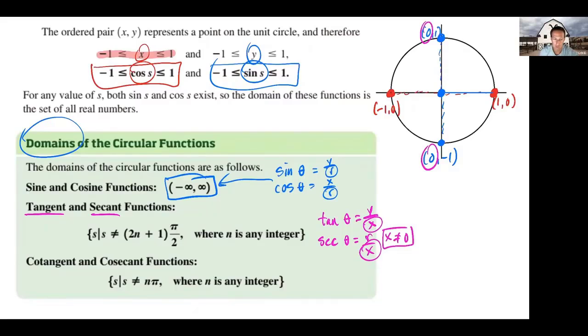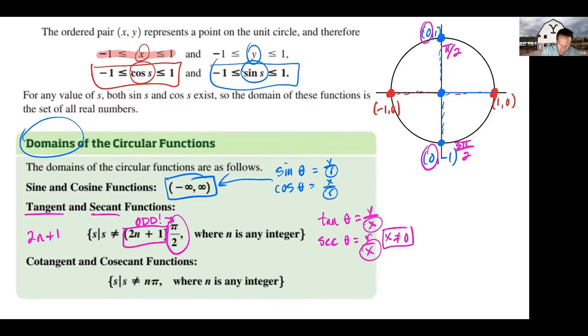So that's why we have issues at any odd pi over 2: 1 pi over 2, 3 pi over 2, or keep going around, 5 pi over 2, 7 pi over 2, 9 pi over 2, or even negative 1 pi over 2, negative 3 pi over 2, any odd pi over 2. And the way we can always guarantee an odd number is to make it even by multiplying it by 2 and then adding or subtracting 1. So that's what they mean by 2n plus 1. That's any odd pi over 2.